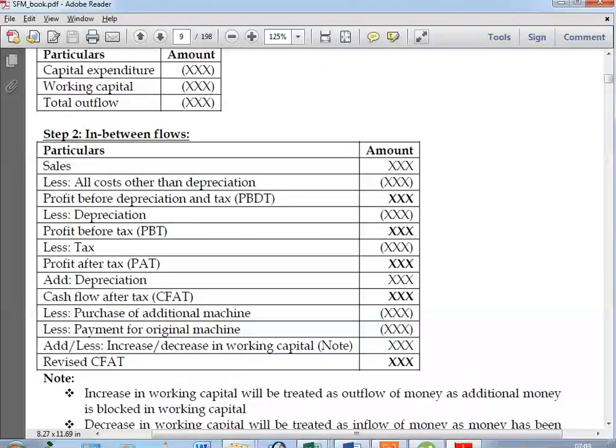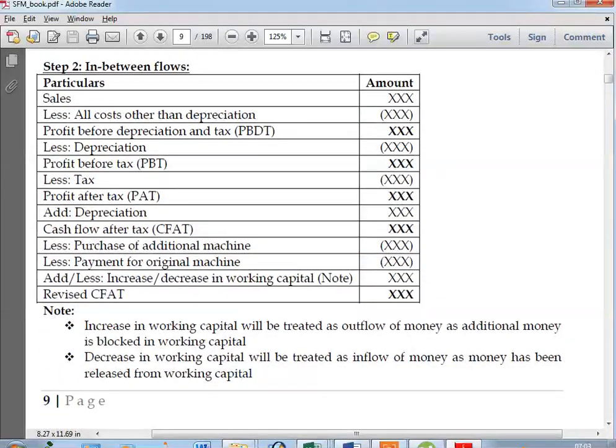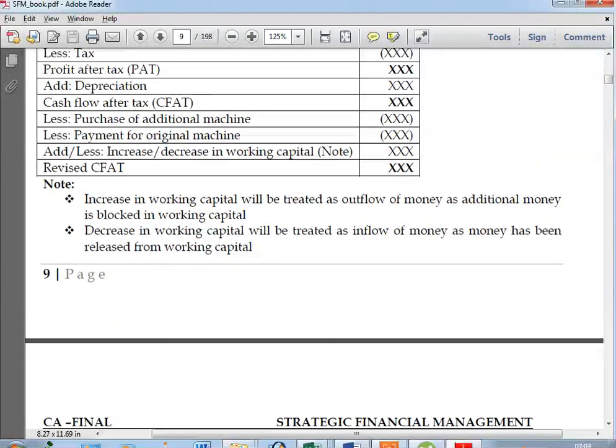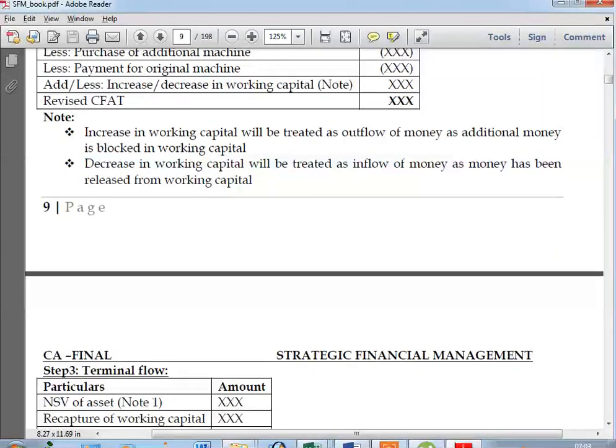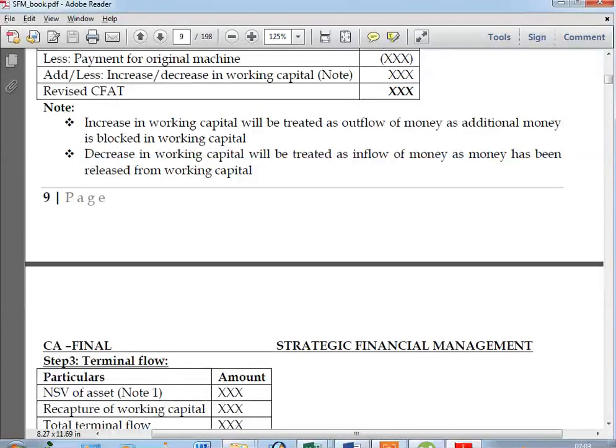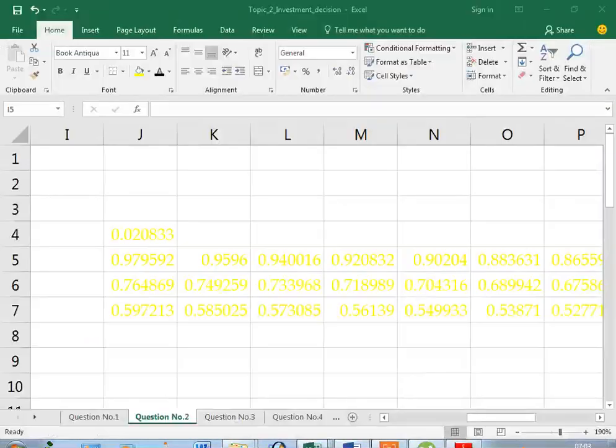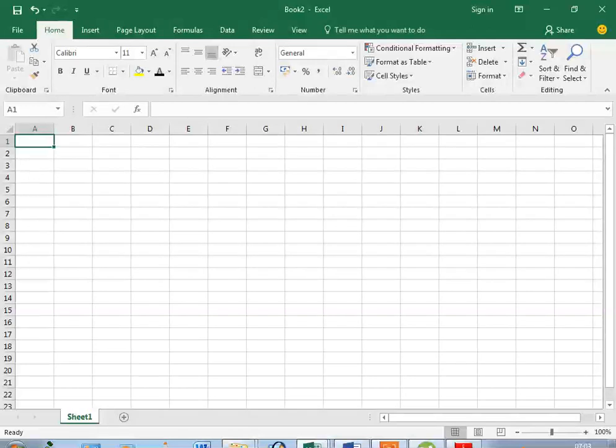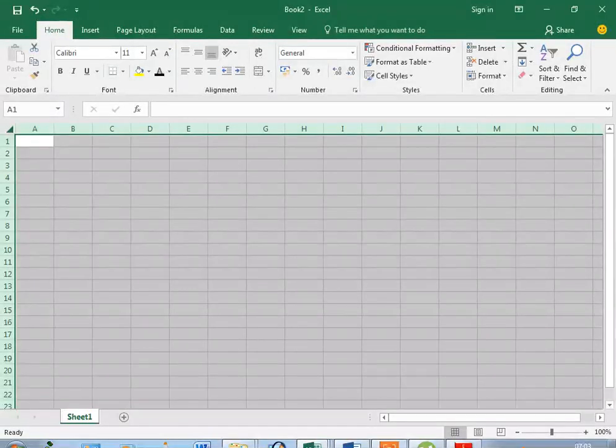Now the last part is terminal flow. Whatever my original machine is there, I can sell it off and call it as NSV, net salvage value. I'll explain NSV in some time. And that is recapture of working capital. What is recapture of working capital is money which was blocked on day 0 will get released today. I'm not explaining in detail because some part of this has been done at IPCC level. Now what I will focus on is NSV part. So listen for some time on NSV.